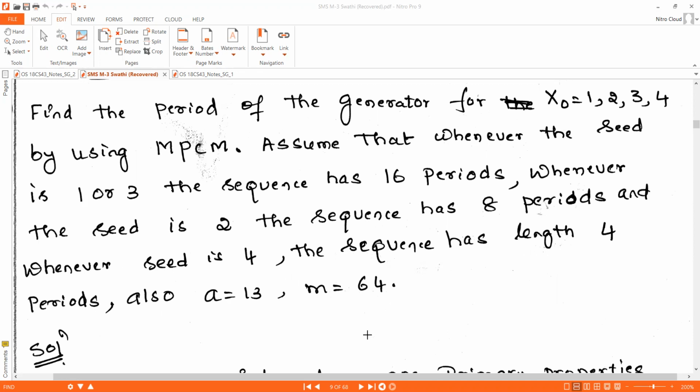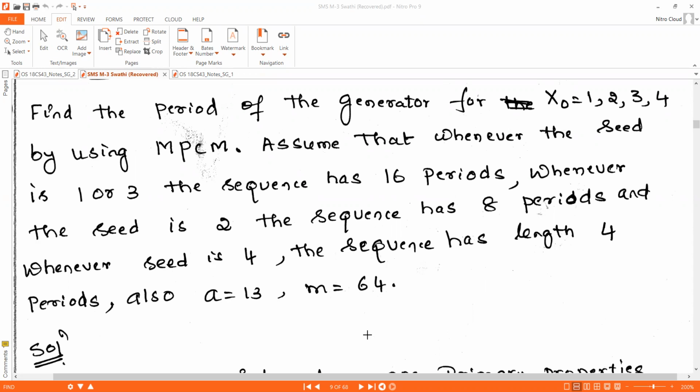They have asked us to generate the xi values, and for that they have given the conditions and the seed value, that is x naught value. They have given 4 different seed values. We need to assume x naught equal to 1, and we should find the xi values till 16 periods. And we need to assume x naught equal to 2, and find the xi values till 8 periods. That means I equal to 8. Till I equal to 8, we need to calculate the xi values.